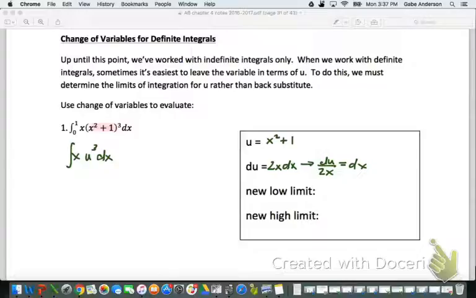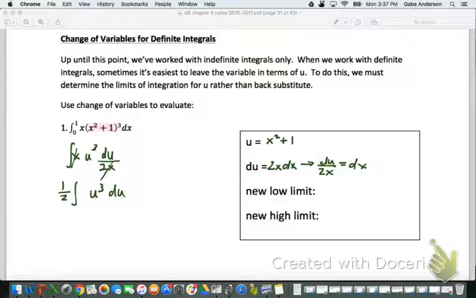I'm going to now replace the dx with what dx is equal to. And we know from over here that dx is equal to du over 2x. So in place of that dx, I'm going to put du over 2x. Of course, the x's will cancel like that. And so I end up with the integral of u cubed du. Instead of writing du over 2, I'm going to write the over 2 out front as a 1/2.